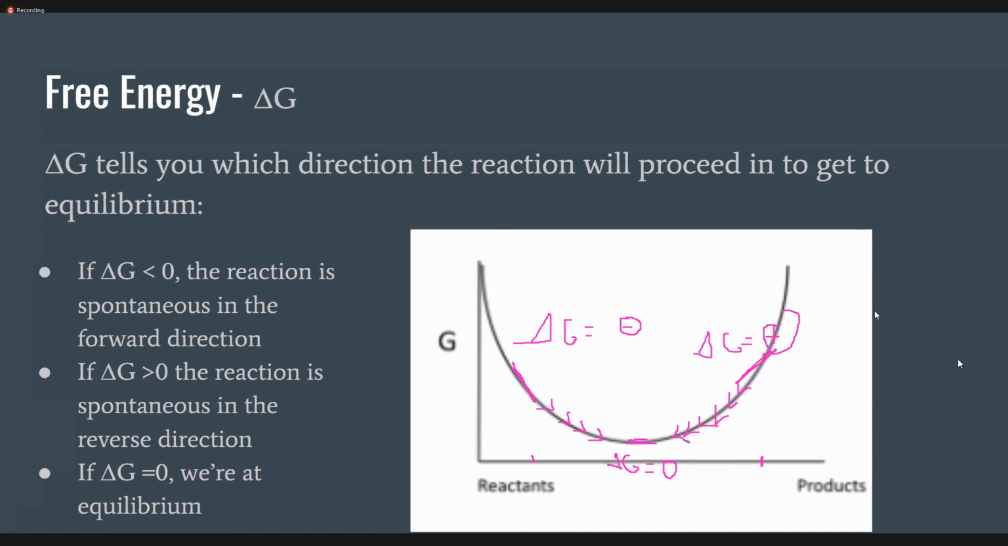So summed up, delta G tells me which direction is going to be spontaneous, the forward or reverse direction, which tells me which direction I need to move in to get to equilibrium. If delta G is negative, then the forward direction is spontaneous. If delta G is positive, the reverse direction is spontaneous. Now we're going to discuss on the next slide the concept of standard free energy.